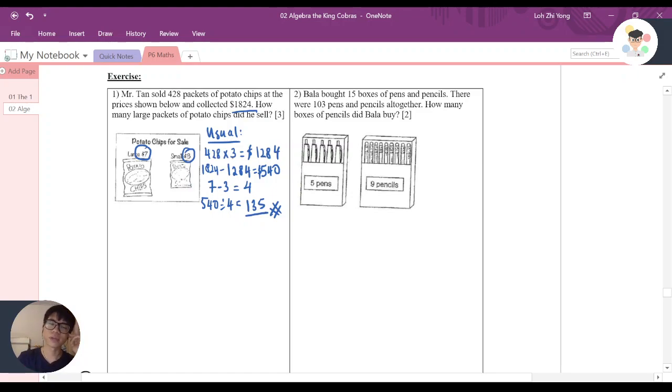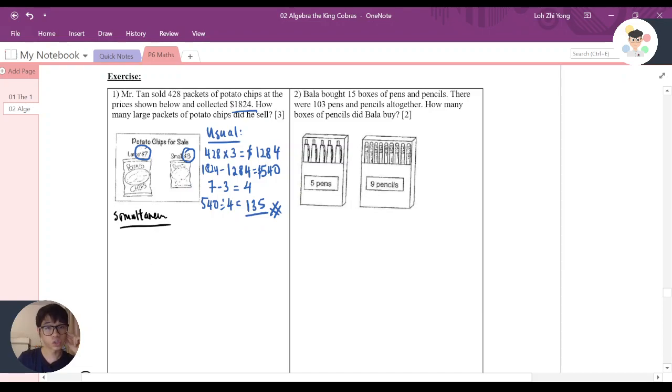But you might be confused, teacher, why do we need to times 3? Although I explained that, you might still be confused. So let me show you the algebra way of solving this. This is called simultaneous equation because I have two equations here. This is the simultaneous equation way of solving it.